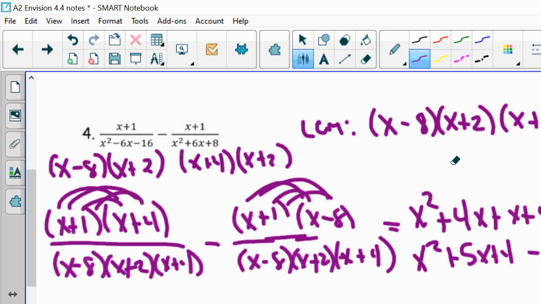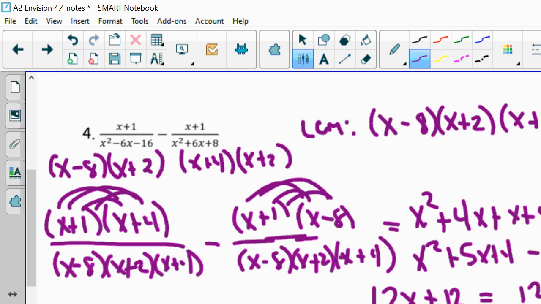So now combine like terms, our x squareds cancel each other out. I have 5x plus 7x, so I get a 12x. 8 plus 4 plus 12. I can factor that. I can factor a 12 out, and I'm left with x plus 1, all over x minus 8, x plus 2, and x plus 4.